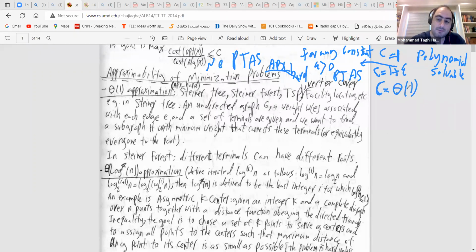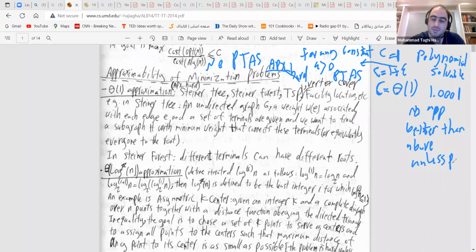For lots of problems, the problem would be APX hard. It means that it would be theta of 1. It means that there is some constant. Maybe the constant is small, but we know that definitely we cannot get anything better than this approximation for the problem. So no approximation better than above, unless P is equal to NP.